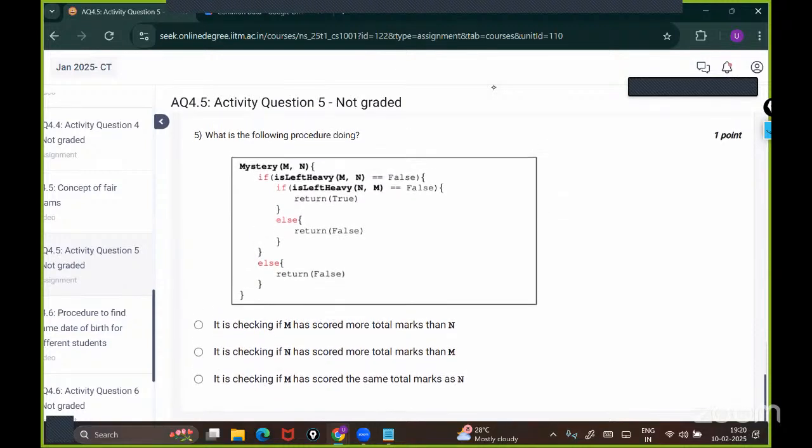Okay, now this is the next procedure, people. So isLeft of m comma n has to be false? If yes, isLeft of n comma m has to be false as well. If both the things are false, it will give me the value as true. Else, it will return false only. So what is this checking? It needs to have m comma n false and n comma m also false.